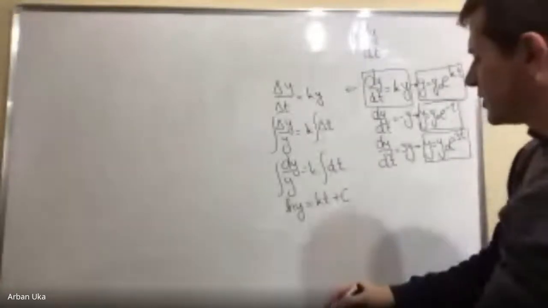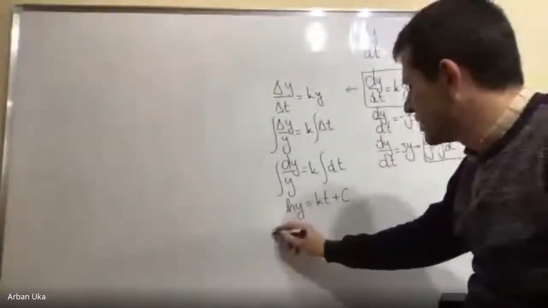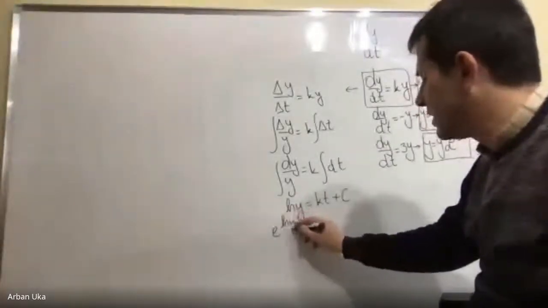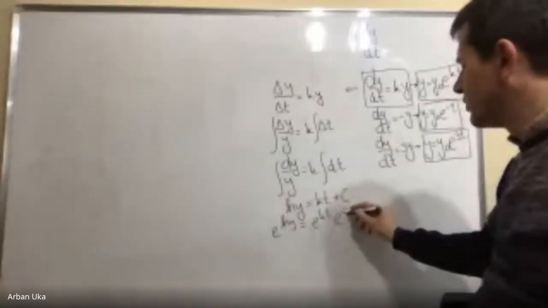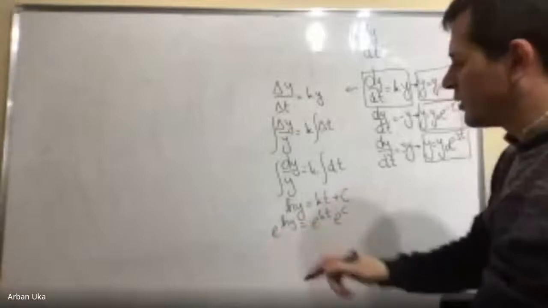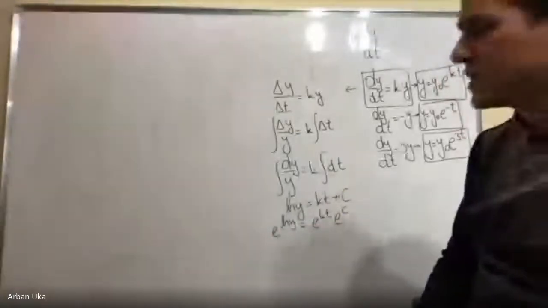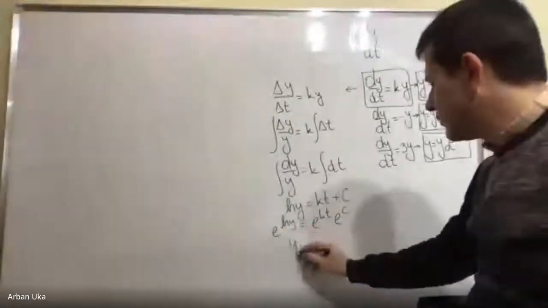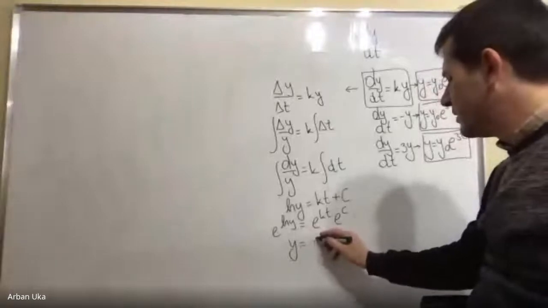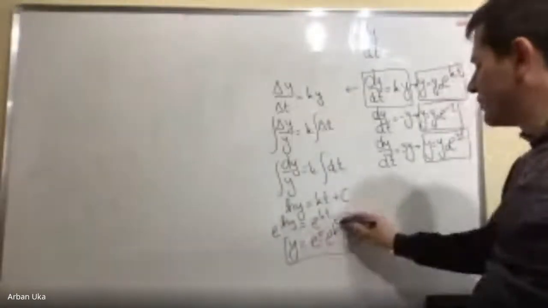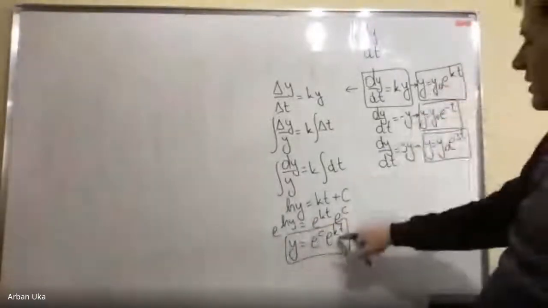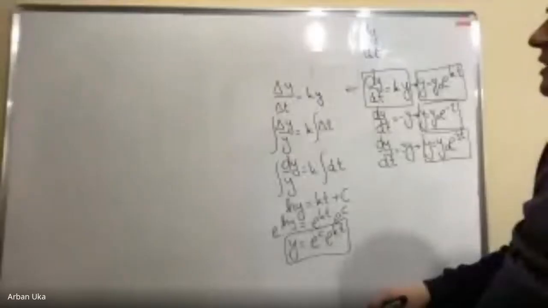And then we take the exponential of both sides of the equation. So we get here e to the power ln y equal to e to the power kt times e to the power c. e to the power ln y, they are inverse functions of each other again. So we simply get that y is equal to e to the power c times e to the power kt. So somehow we proved that this expression is correct because this is what we obtained, okay?